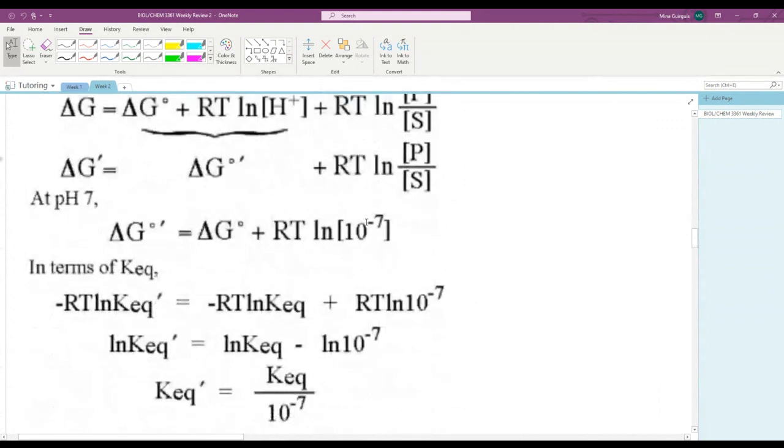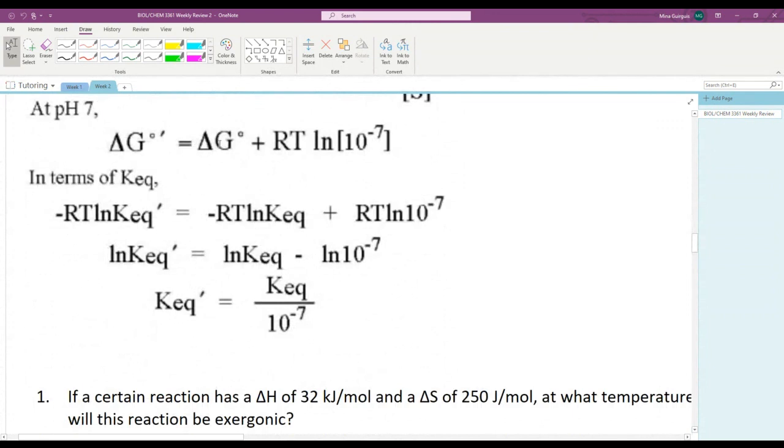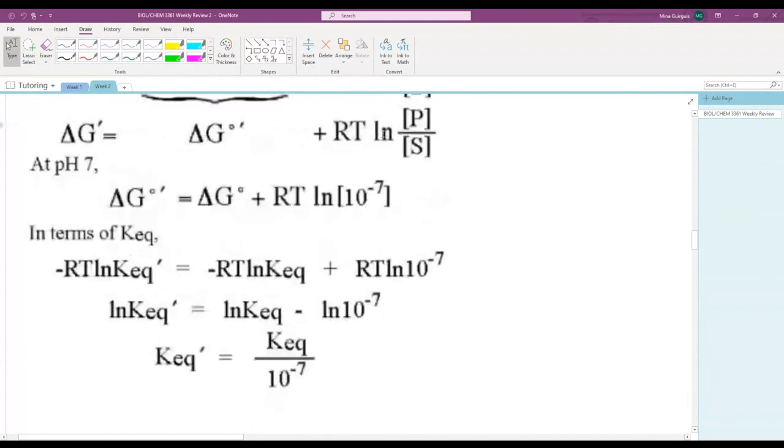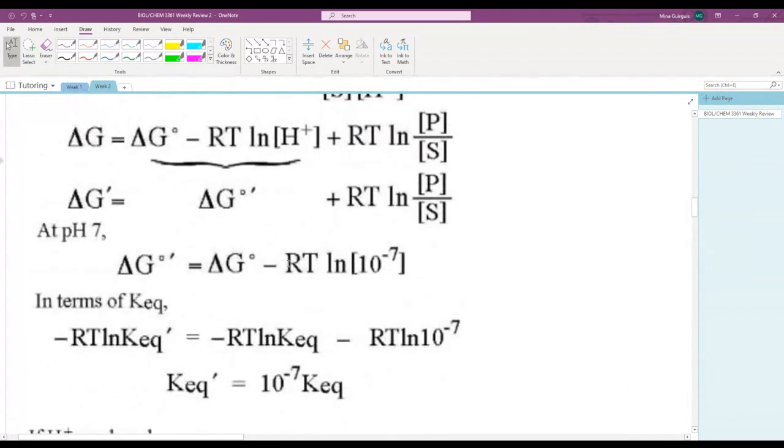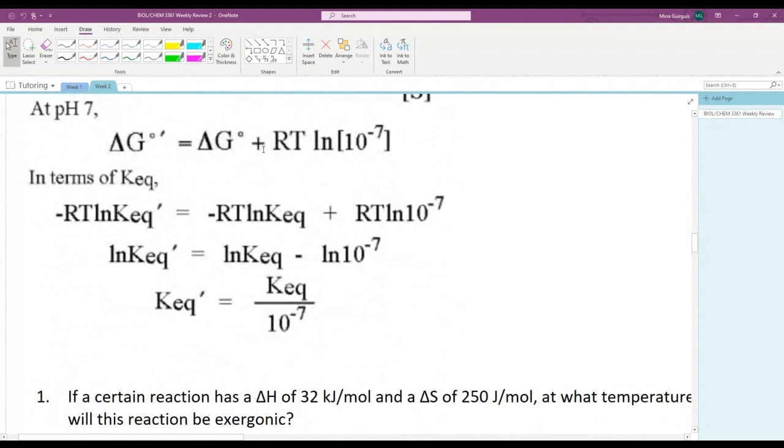And it's the exact opposite for when H plus is produced. So when H plus is a product, to convert to your delta G naught prime, you get plus RT ln 10 to the negative 7th, whereas up here it was minus, here it's plus. And to convert your K, instead of K prime equaling 10 to the negative 7th times K eq, it's K eq divided by 10 to the negative 7th.